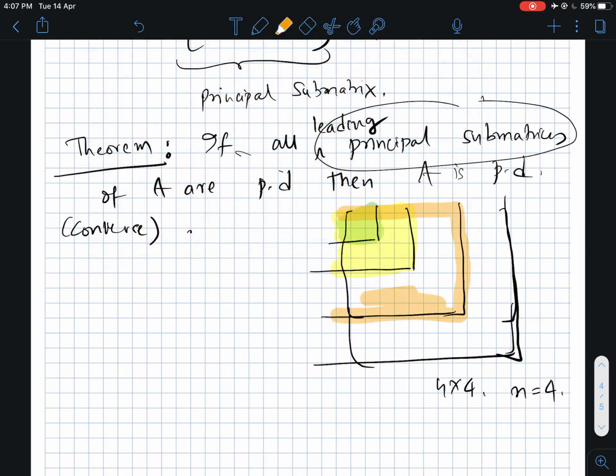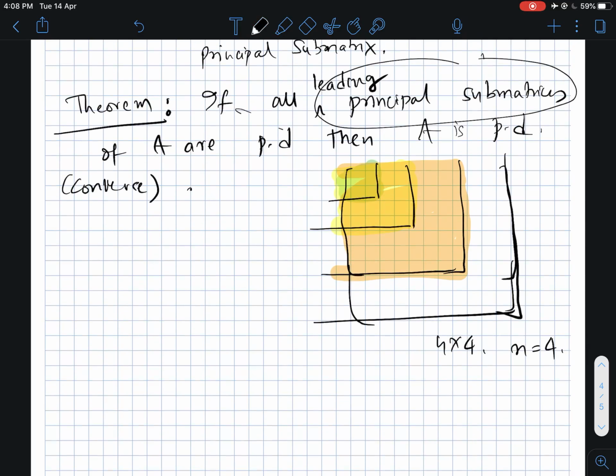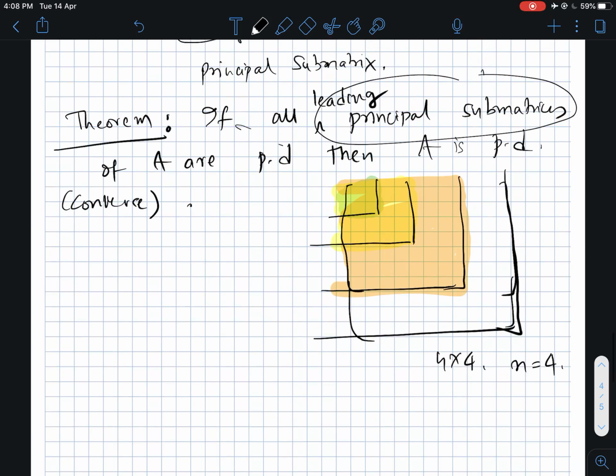Then this whole thing here gives you the third, the 3 cross 3 principal submatrix. And then you have the 4 cross 4 leading principal submatrix, which is just the full matrix itself. So long as all of the leading principal submatrices are positive definite, then A is positive definite. You don't have to check the last one. For example, to check if this 4 cross 4 matrix is positive definite, all I need to do is make sure that this 1 cross 1 matrix is positive definite.